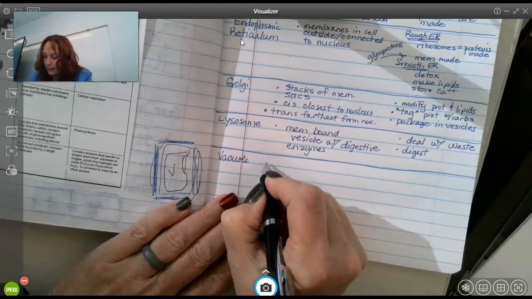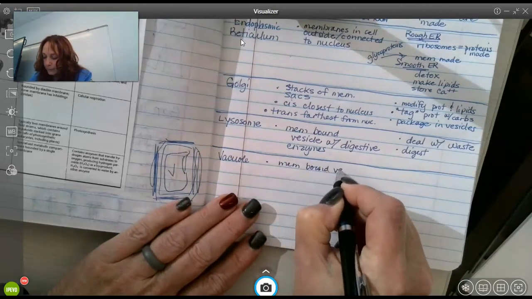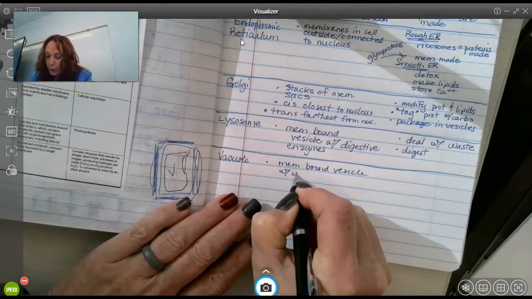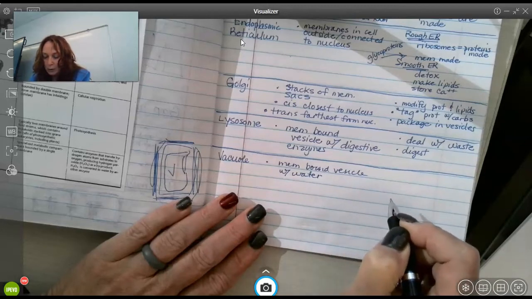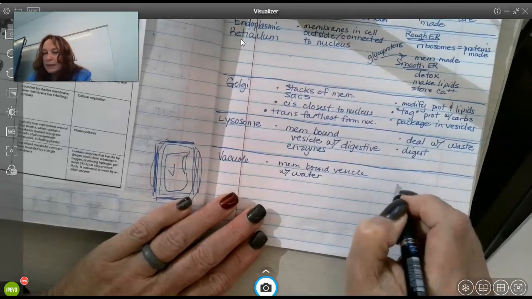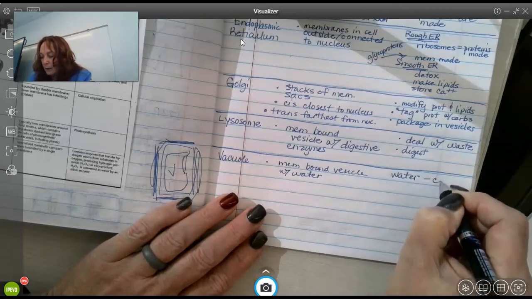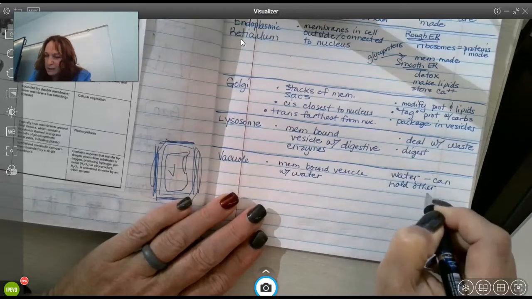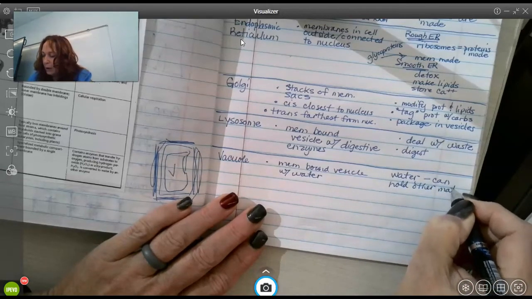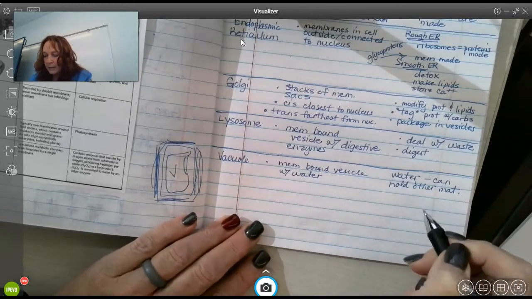So it's going to be the same kind of thing. It's just a membrane-bound vesicle with water. And its job is mostly, if it's a water vacuole, it's going to be for water, but it can hold other things. Then it's not called a water vacuole, but it can, it's like storage. Maybe it's like a storage container. Most of the time they're for water.